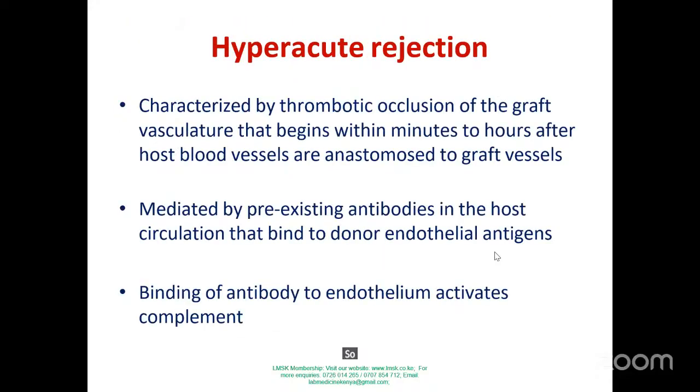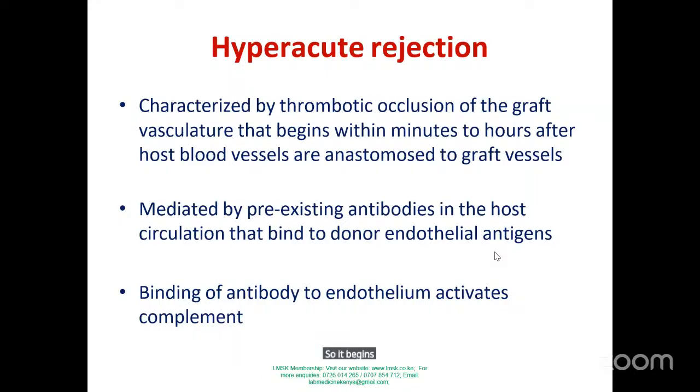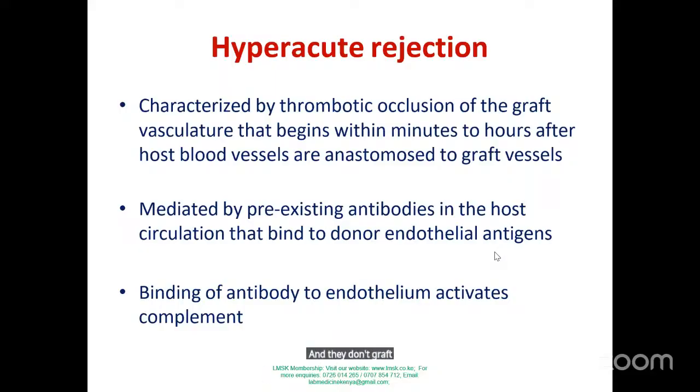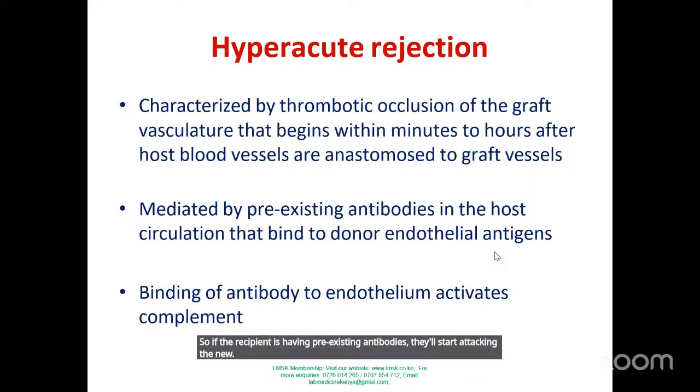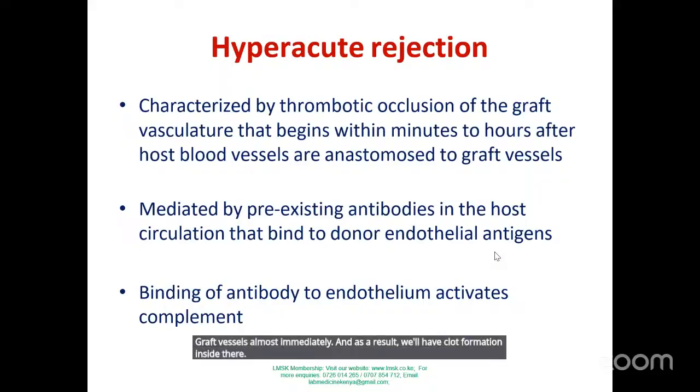Hyperacute rejection is characterized by thrombotic occlusions of the graft vasculatures. It begins within minutes to hours after the host blood vessels are anastomosed to graft vessels, so almost immediately after the vessels have been joined. That is, the vessels of the recipient and the donor's graft have been joined, and then the circulation continues. If the recipient has pre-existing antibodies, they'll start attacking the new graft vessels almost immediately. As a result, we'll have clot formation inside the vessels of the new graft.